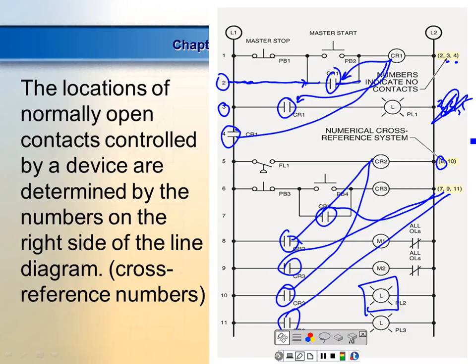What do the numerical cross-reference numbers do for us? They show us the location of a relay's contacts within the control circuit, not in the power circuit.